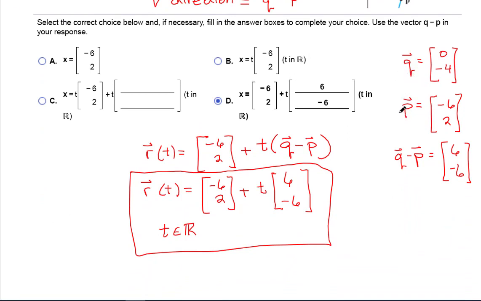Q minus P is pretty easy. 0 minus -6 is 6, -4 minus 2, and I get a -6. And so that's the piece here for the direction. And it's going through a point, and the point I picked was P. And so that gives us here solution D.